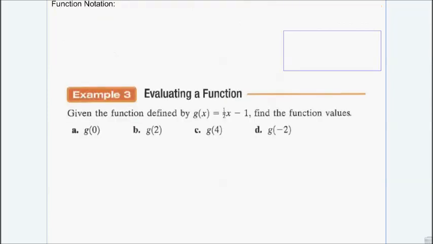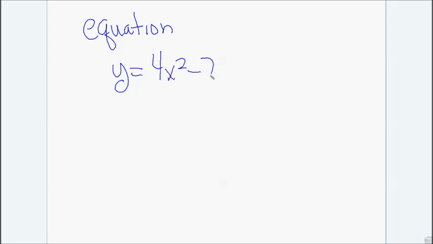Function notation is a different way to represent an equation. So if I have, I'm just going to add a blank page. If I have an equation, okay, y equals 4x squared minus 2x minus 5. I just made that up. Because it says y equals everything else, it may or may not be a function. I don't know for sure.